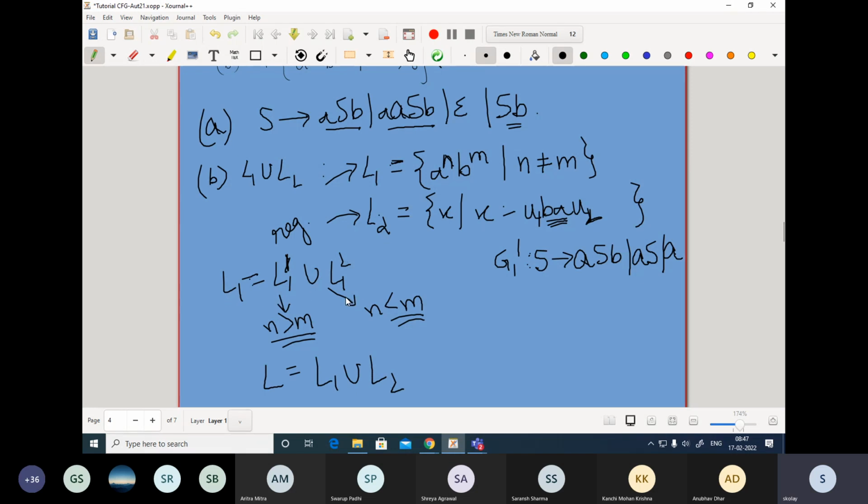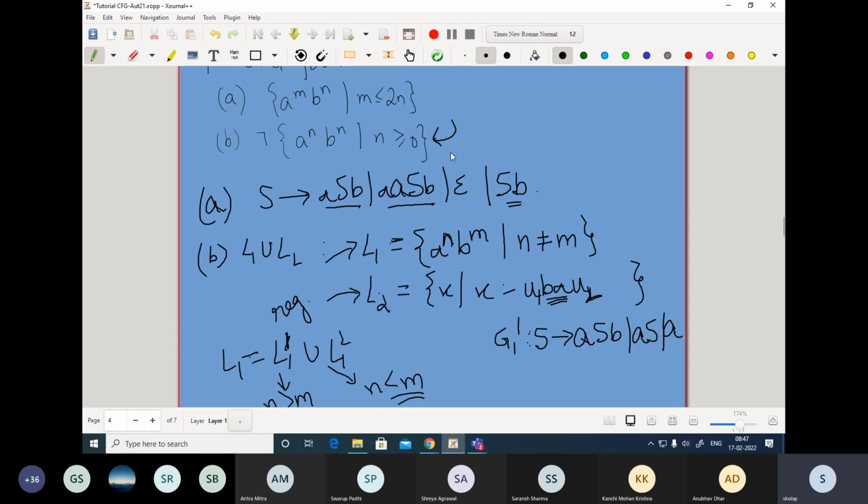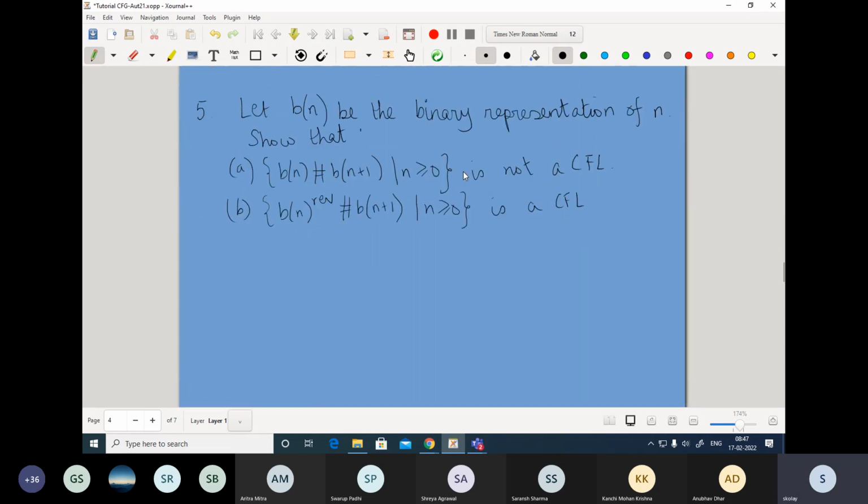Okay, and since L is equal to L1 union L2, and I showed that L1 is the union of two context-free languages, L1 is a context-free language, L2 is a regular language. We know that regular languages are context-free languages. So L2 is also a context-free language. Therefore, the union of the two is a context-free language. And therefore, the complementation of A to the N, B to the N, as well as A to the N, B to the N itself are both context-free languages.